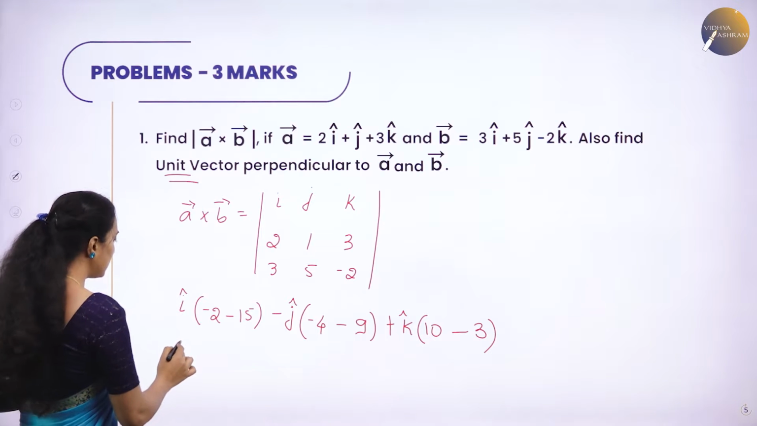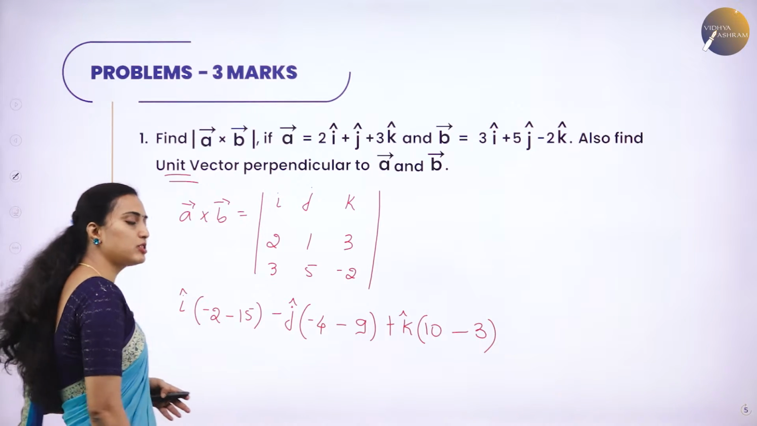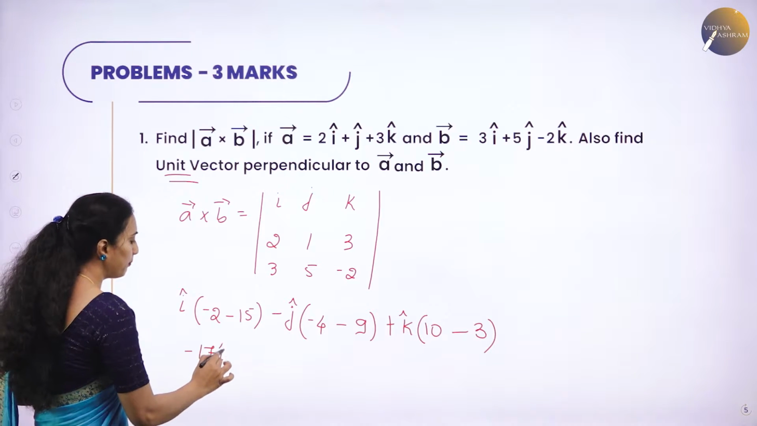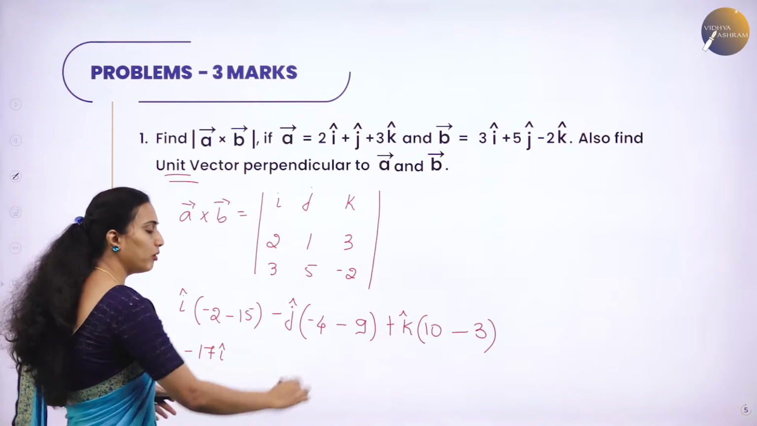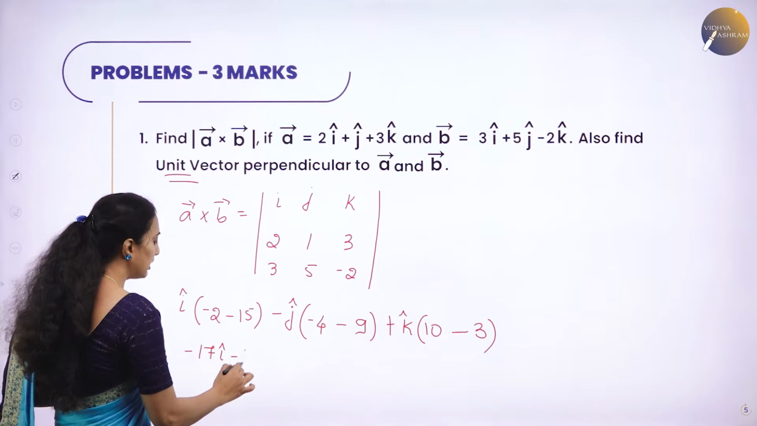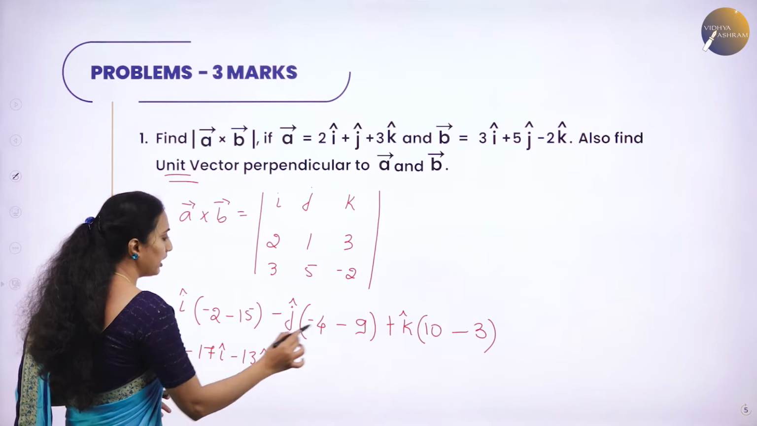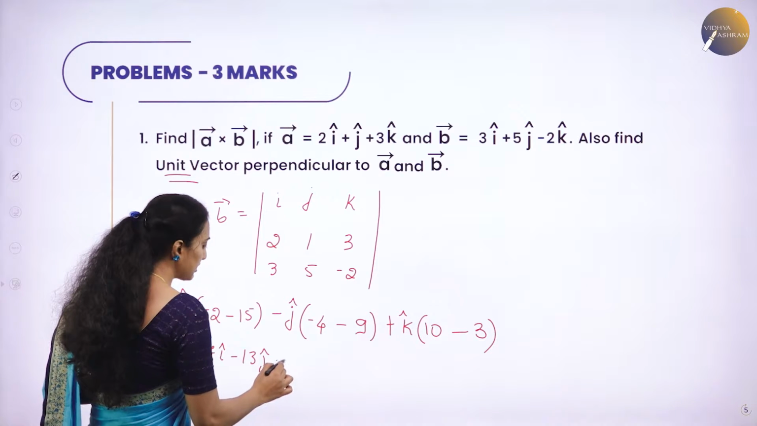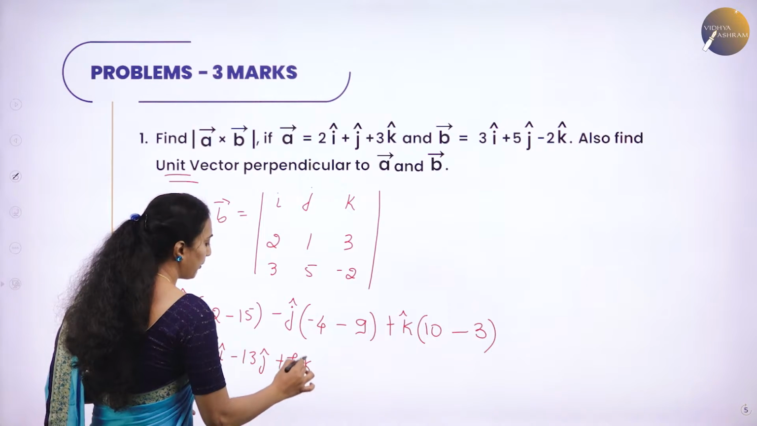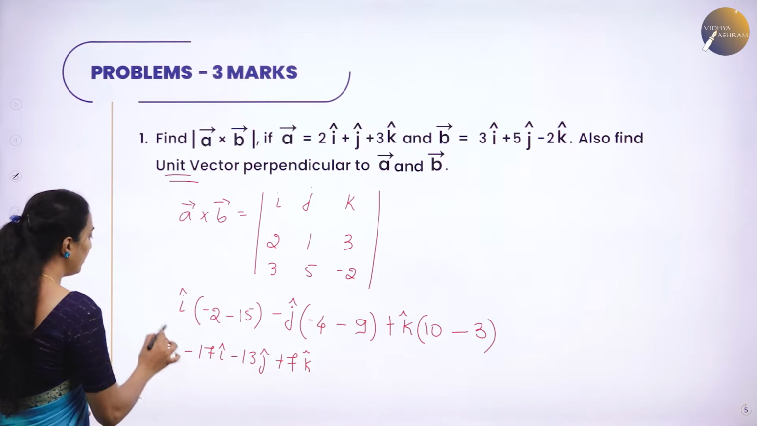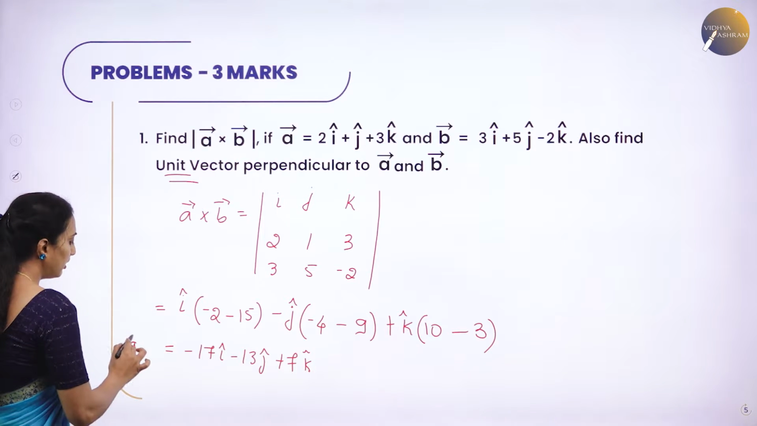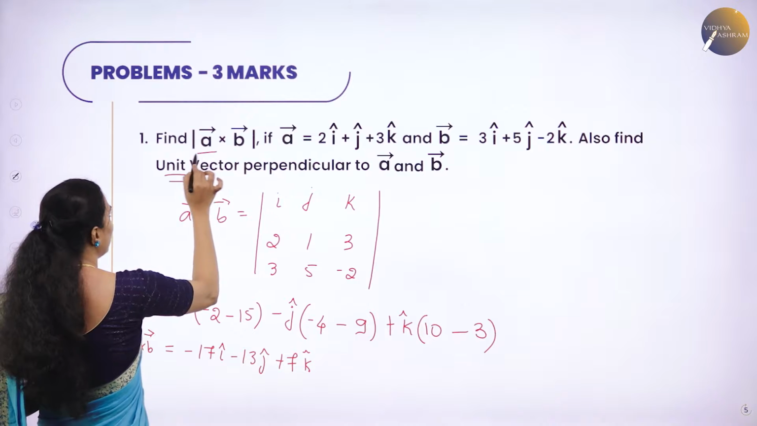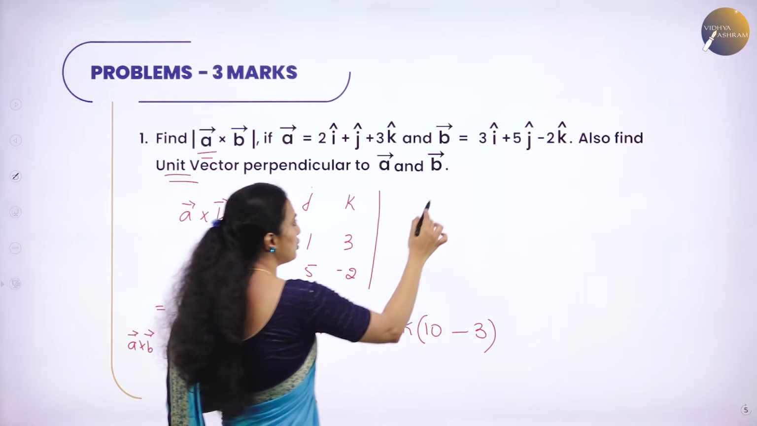Now you can still simplify this. Minus 2 minus 15 is minus 17, so minus 17 i cap. Minus 4 minus 9 is minus 13, so minus 13 j cap. Next, k: 10 minus 3 is nothing but 7, so plus 7 k cap. So this is what you get as A vector cross B vector. They have asked you to find the magnitude of that. So what is the magnitude?